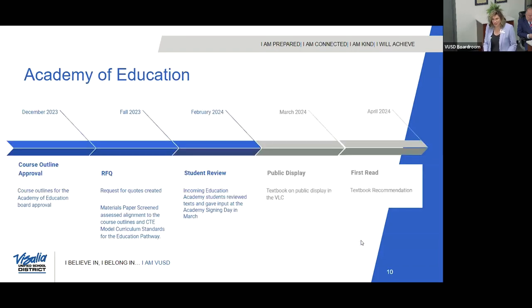Our Academy of Education, we know, is a new academy that is launching next year that we're really excited about. Similarly, in December, we approved our first course through the course outlines. During that time, again, the RFQ was out for any textbooks to be sent to us. We had to engage in a student review differently, though, because we don't have students in the program.